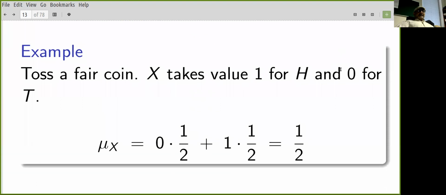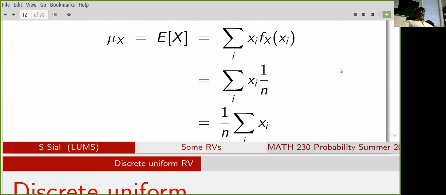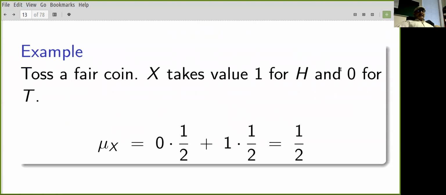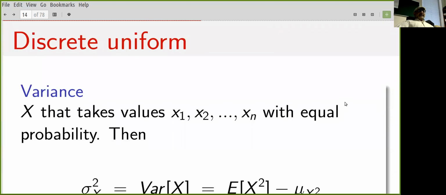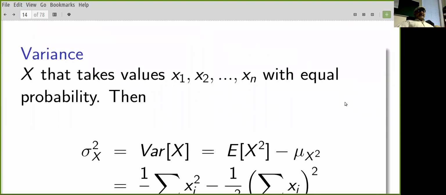Okay, so if you have a fair coin, then the result is 0 times the PMF for 0 plus 1 times the PMF for 1, which is 1/2. And that's the average of the two values that you can take for the discrete random variable x. Okay. What about the variance?